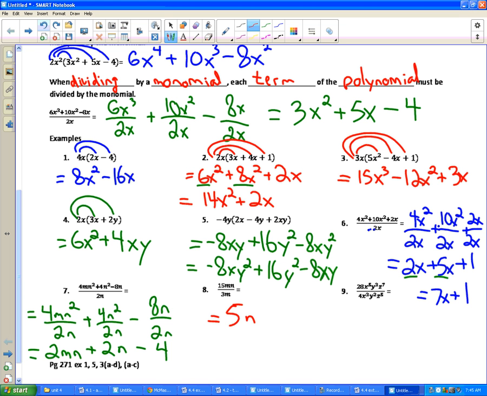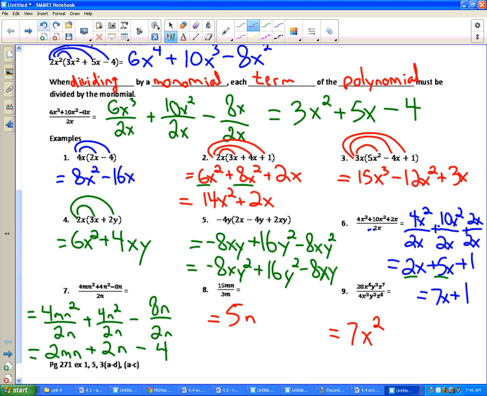Last one here, again, looks tricky, but it's really just a good application of our exponent law as we're dividing. So we have, first of all, our coefficients. 28 divided by 4 is 7. Use your calculator for that if you need to. X to the 5th divided by x to the 3rd. Our exponent law says we subtract our exponents. So we have x squared, y cubed divided by y squared.